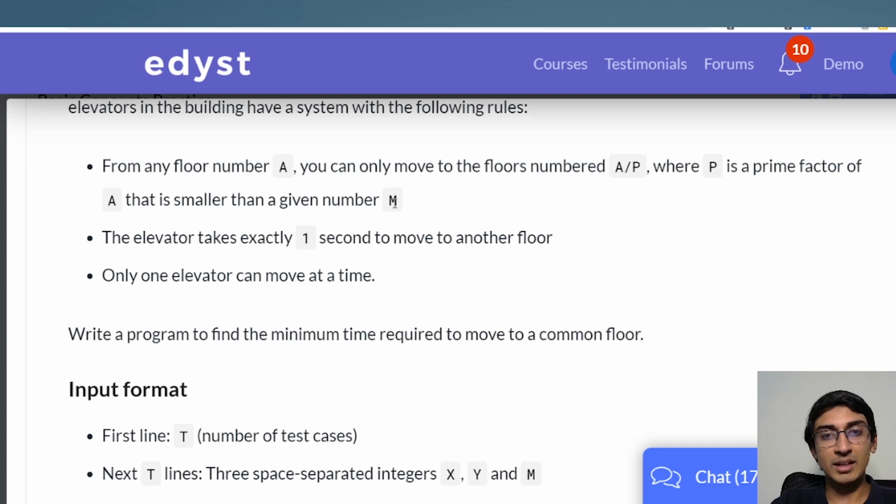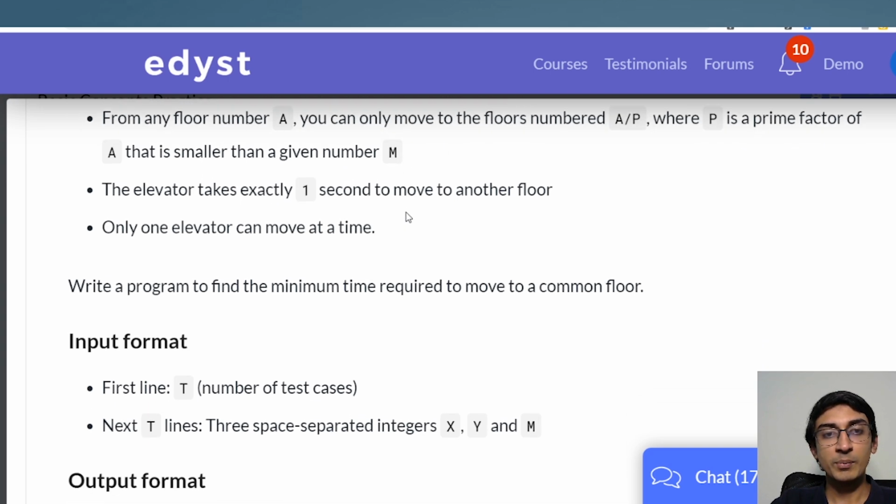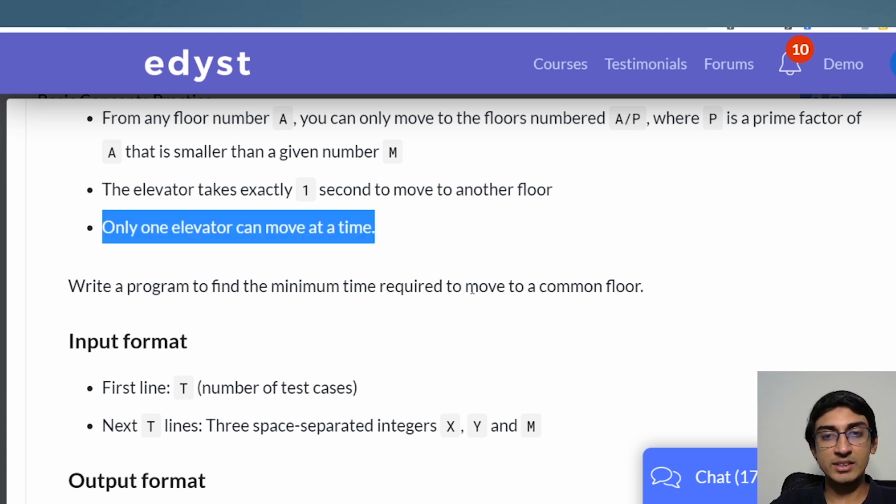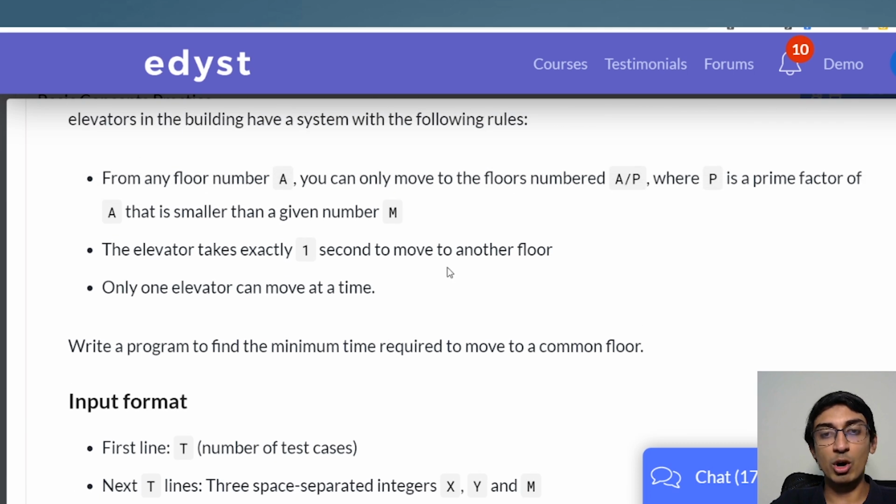And it has to be lesser than m. We'll come to this thing in a bit. The elevator takes exactly 1 second to move from one floor to another floor. I wish our elevators were like this, but we don't have elevators like that. Only one elevator can move at a time. So you have to find the minimum amount of time it will take such that both of these can move to a common floor.